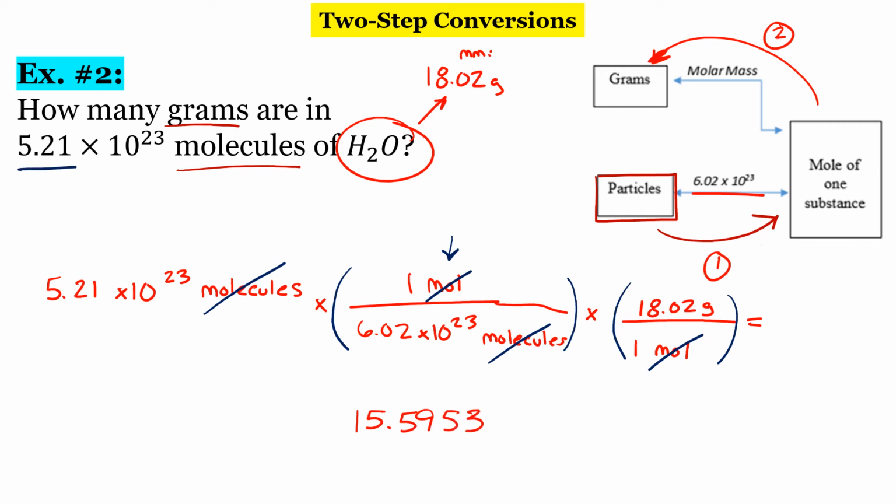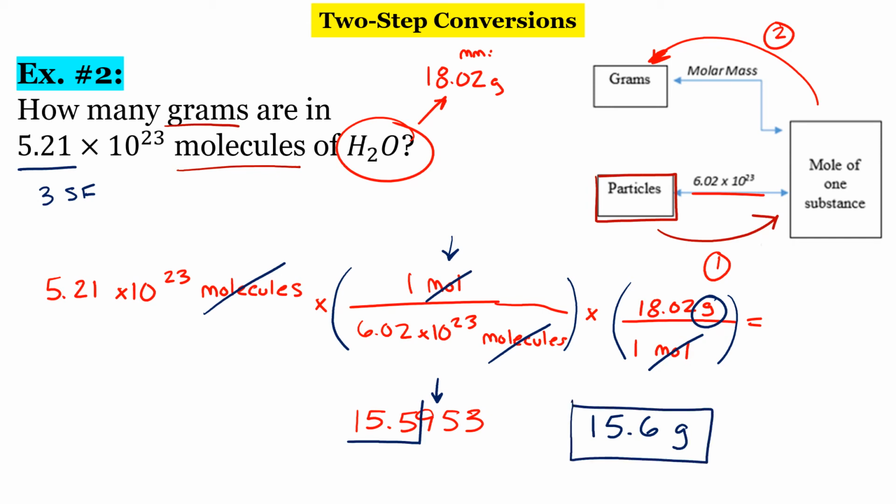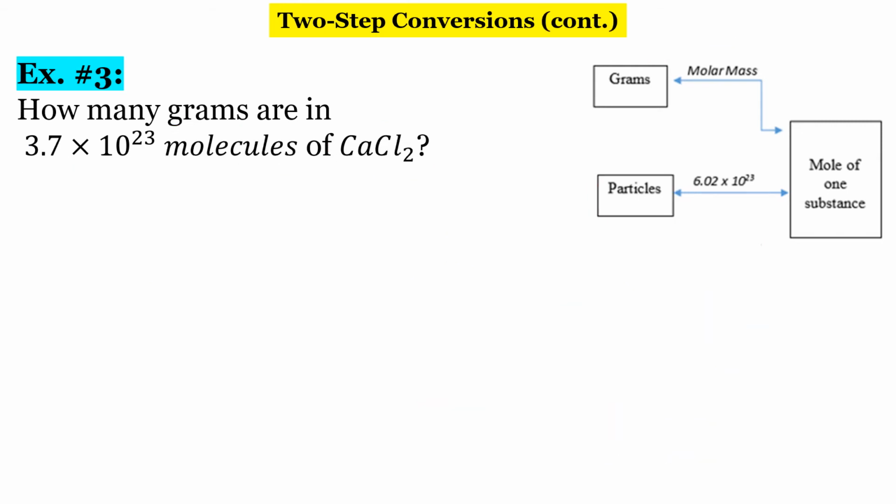Our original number had 3 significant digits in it. So going from left to right, let's underline the first 3 significant digits and then look at the fourth, the 9. So is this going to be 15.5 or 15.6? Well, with the 9, we're going to round up to 15.6, and the units will be grams. That's a 2-step conversion. Let's do some more.